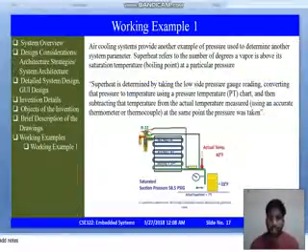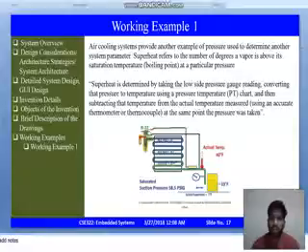And let's take an example. The first example is that air cooling systems provide an example of pressure used to determine another system parameter. Superheat refers to the number of degrees a vapor is above its saturation temperature, which is the boiling point at a particular pressure. Superheat is determined by taking the low side pressure gauge reading, converting that pressure to temperature using a pressure temperature chart, and then subtracting that temperature from the actual temperature measured using an actual thermometer or an accurate thermocouple. At the same time, the pressure is taken.